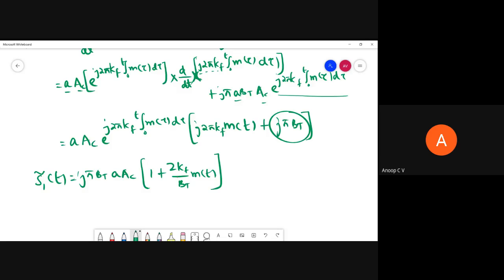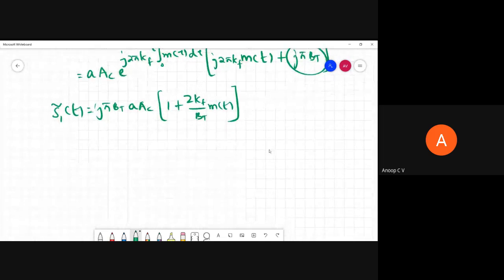Now if you have to get s1(t) from s1 tilde of t, what you should do is exactly the reverse of how we got s tilde of t from s(t). So I'll just write here s1(t) will be, if you remember, we omitted a real part, so we should bring in the real part here. Then we also omitted an e^(j 2 pi f_c t), if you remember.